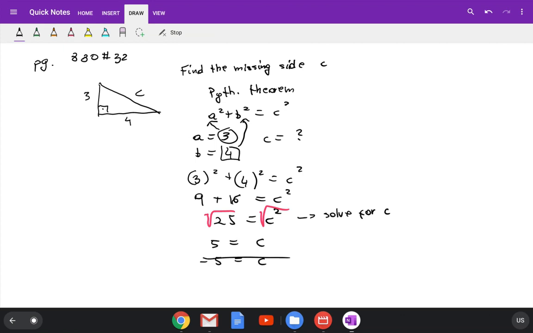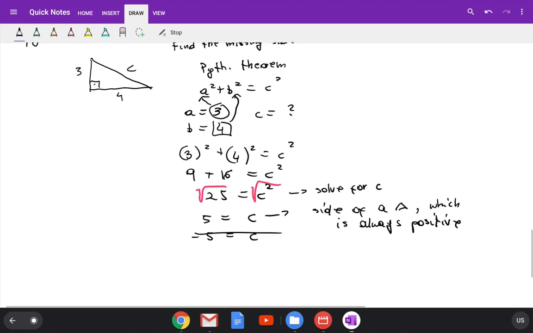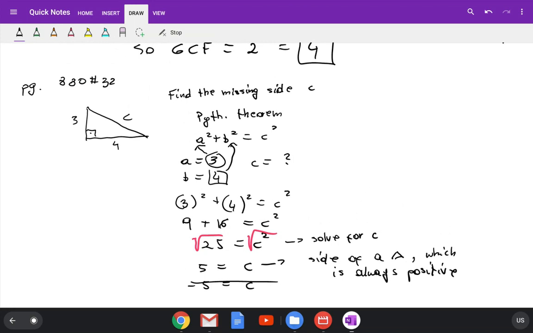However, you ignore that negative answer because we're talking about the side of a triangle, which is always positive. So when you're solving problems with the Pythagorean theorem, you ignore that negative answer. Definitely expect something like that on a test. So that was 880, number 32.